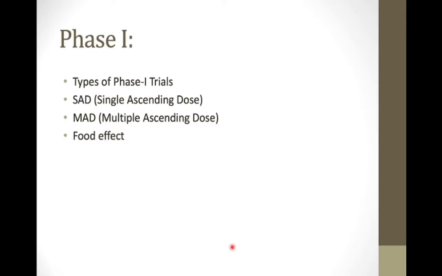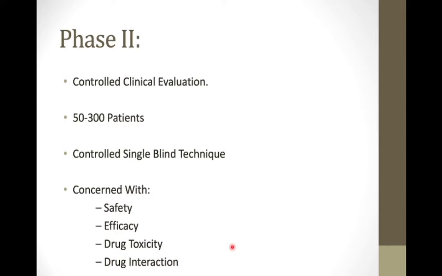In phase 2, this is a controlled clinical evaluation, and the patients are enrolled. They normally look at a bigger cohort of patients, normally between 50 and 300 patients. This is normally controlled as a single blind technique, meaning that the patients don't know if they're taking the drug or not, so they might be taking a placebo. In this phase, they want to look at things like safety, efficacy, drug toxicity, and drug interaction.